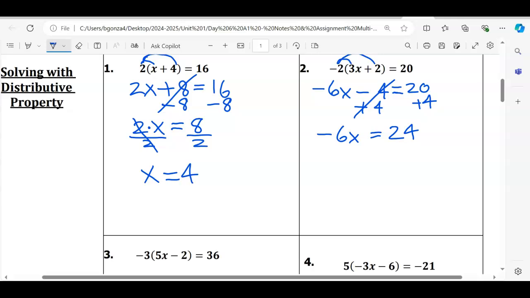This step is where some people get confused. Is everyone focused here? How do I get rid of a negative 6 in front of x? So negative 6 and x are being multiplied, right? What's the opposite of multiplying?